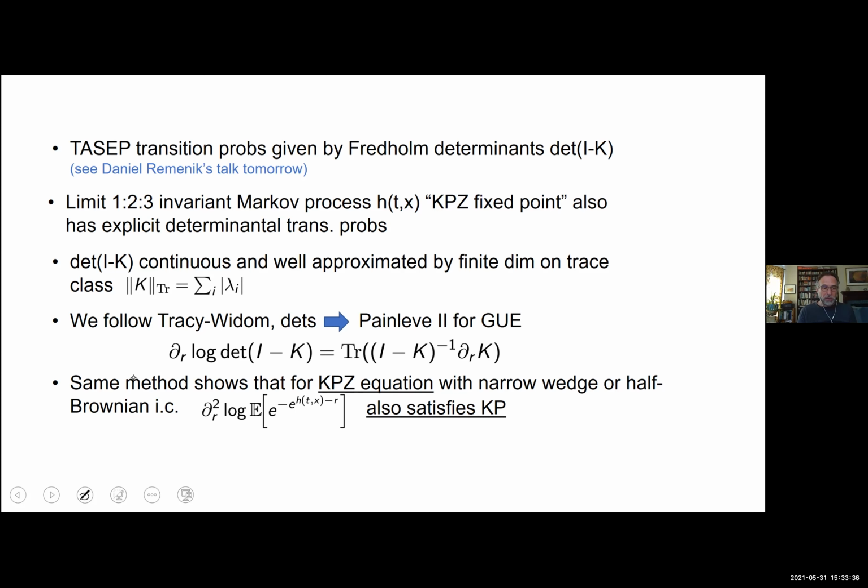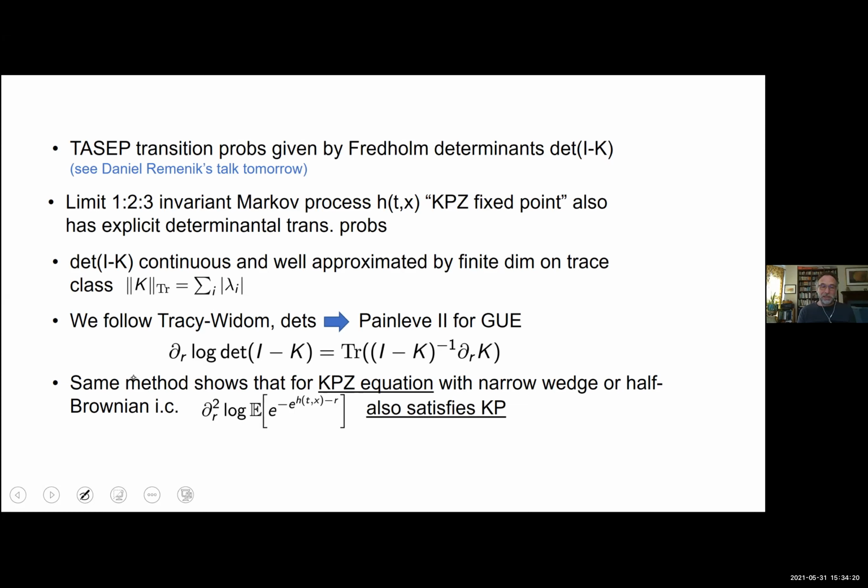Amazingly, if you try the same thing for the KPZ equation, it's known that for a couple of very special initial data, narrow wedge, half Brownian, for example, the little object I have written here, this double exponential of the height function, is called the Gumbel transform of the height function. So this expectation of e to the minus e to the h is remarkably computable in a few special cases. And again, you get Fredholm determinants.